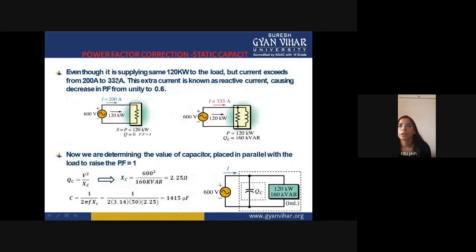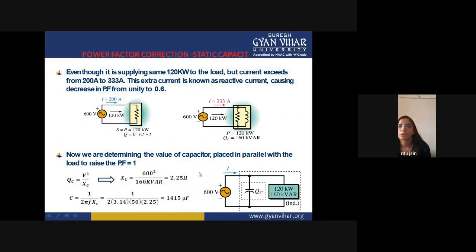So even though it is supplying the same 120 kilowatt to the load in both cases, the current increases from 200 ampere to 333 amperes. In this case, the current is increasing. You can compare these two diagrams: the current drawn here is 200 ampere and the current drawn in this case is 333 ampere, but the active power remains the same in both diagrams.